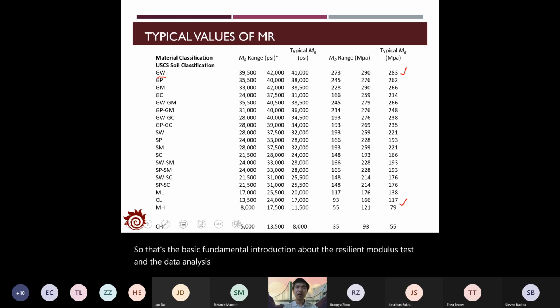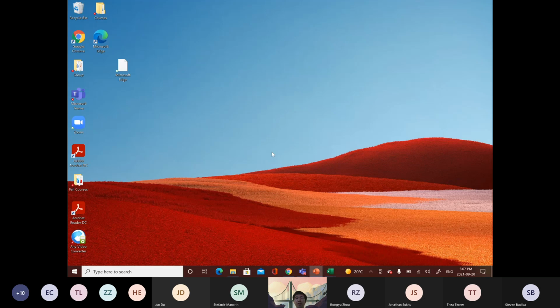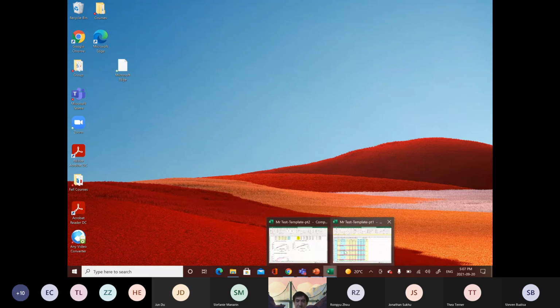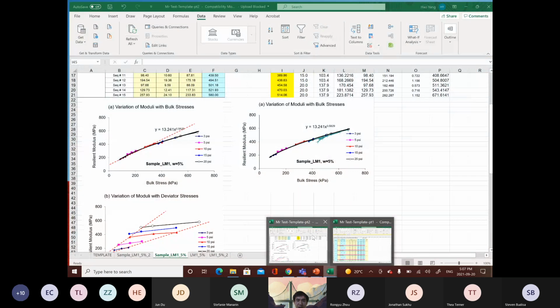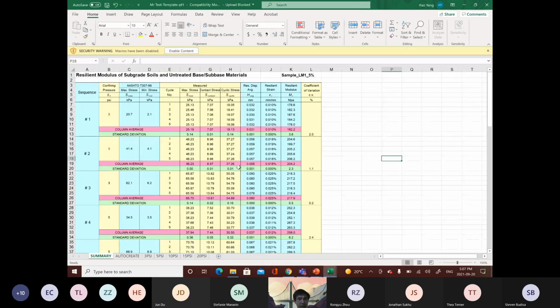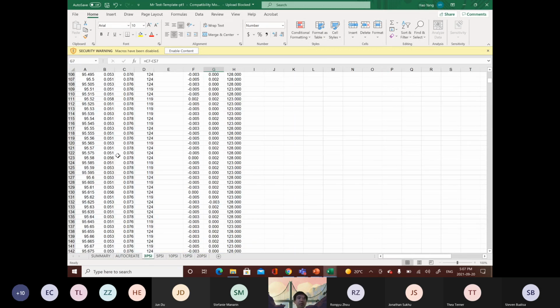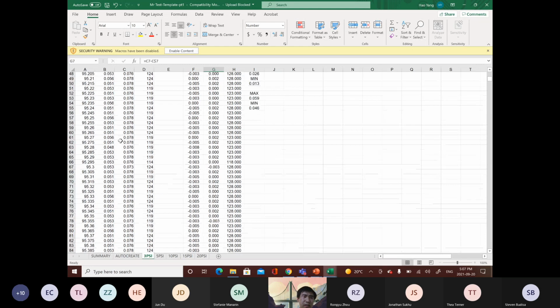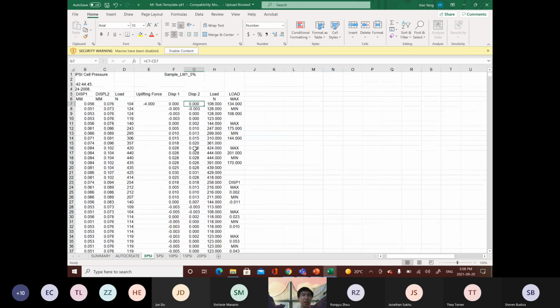Also, there will be one Excel sheet I will share with you on Emily to learn after this class. This is one template for you to process the data that you collect from the experiment. Basically, in the experiment, you will collect the data, and it will be collected in this sheet.